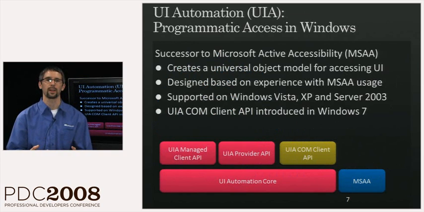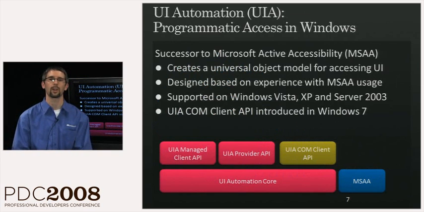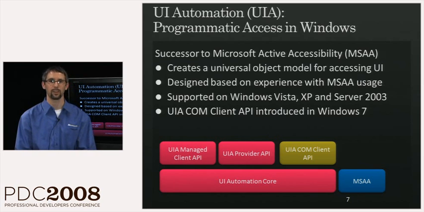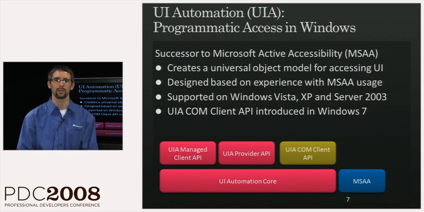In Windows, our best vehicle for programmatic access is called UI automation. UI automation is a successor to Microsoft Active Accessibility. MSAA was a technology we introduced in 1995. It did very well for about 10 years, but we came to know that it had some limitations and wanted to build something better. And so in Vista, we introduced the UI automation system.